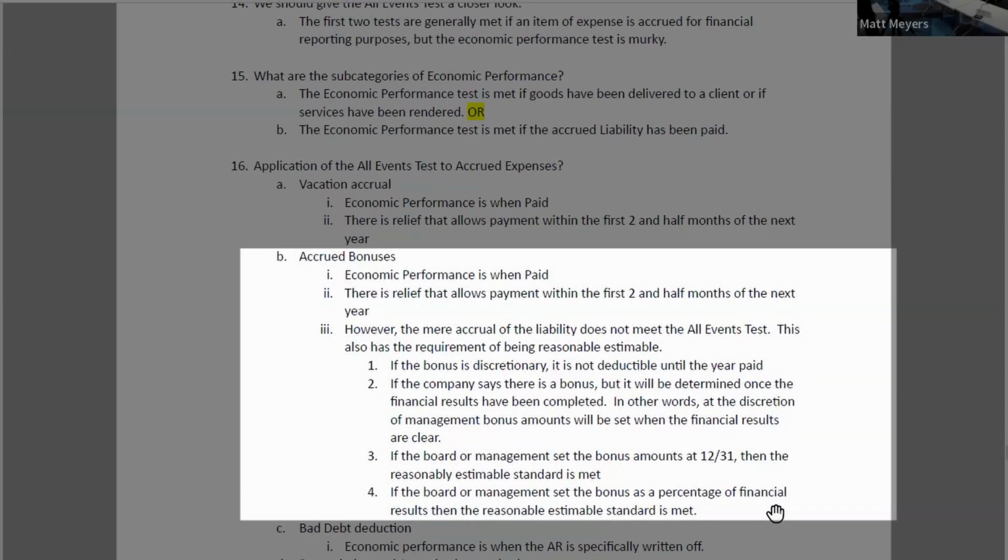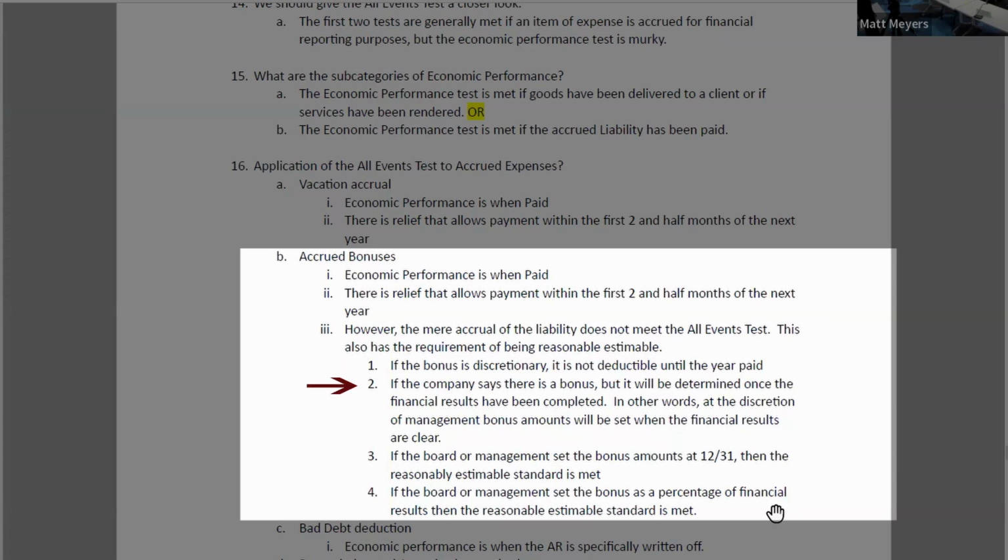Accrued bonuses. Economic performance is when paid. There's relief that allows payment within the first 2.5 months of the next year. However, the mere accrual of the liability does not meet the all events test. This also has a requirement of being reasonably estimable. The bonus is discretionary. It is not deductible until the year paid.